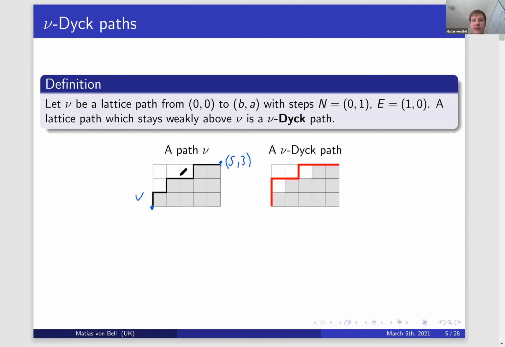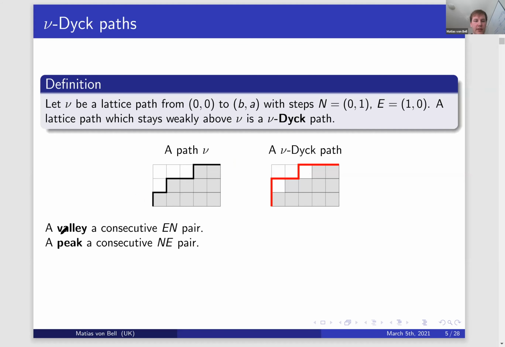And so a path nu then defines a collection of nu-dict paths. So something like this would not be allowed because that crosses over nu, the shaded region. And so then a valley is going to be a consecutive east-north pair, and a peak is a consecutive north-east pair. And this is for reasons that are obvious if you tilt your head 45 degrees to the left. So you get a valley here and a peak, for example, here.